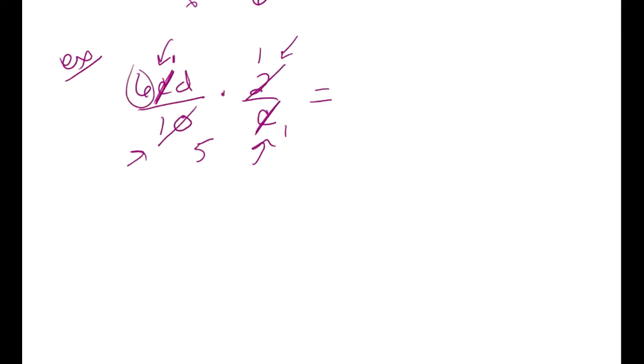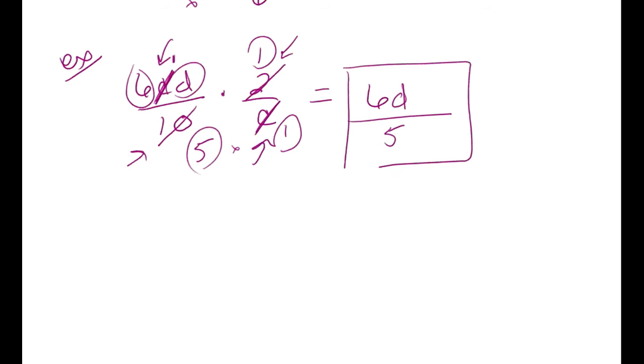I have 6 times 1, which is 6. I still have a D here, so I'm going to multiply by D. And then on the bottom, I have 5 times 1, which is 5. Now, when we have expressions with letters, we don't typically change them into mixed numbers. So this is going to be the answer we're looking for, particularly when you have some sort of variable in your expression.